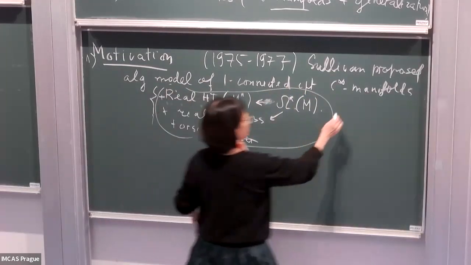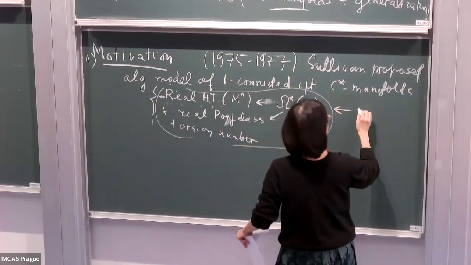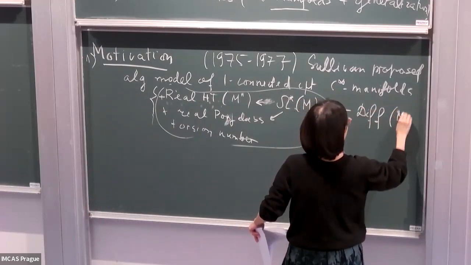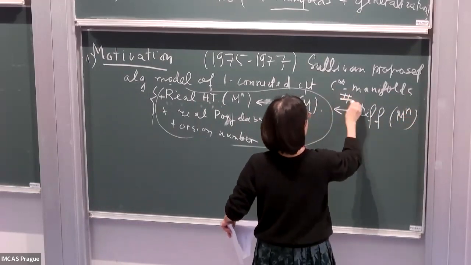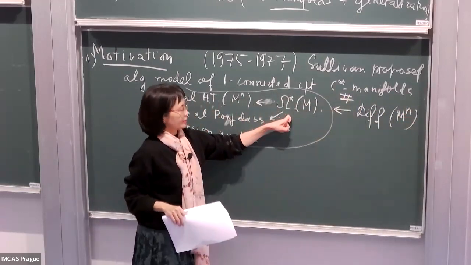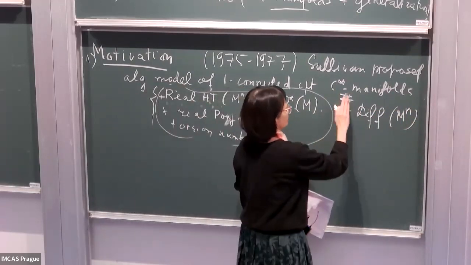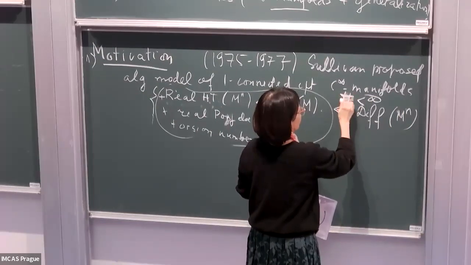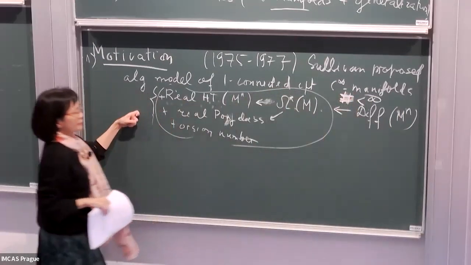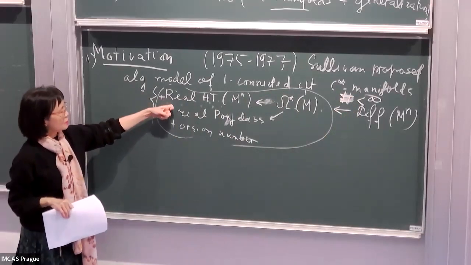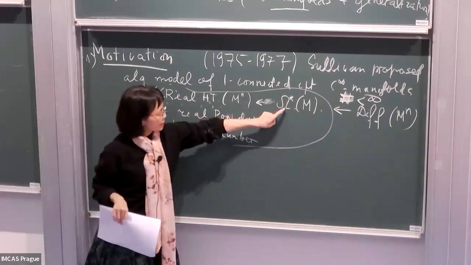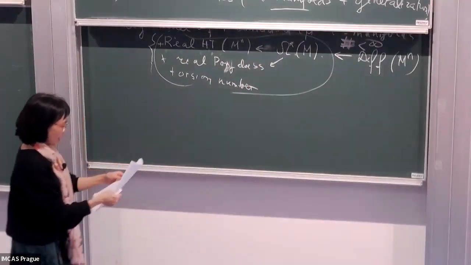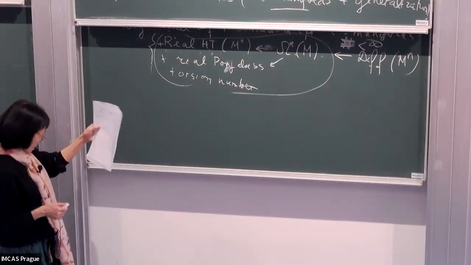And then you have the diffeomorphism types of the manifold N, and the map here is surjective with only finite fibers. The number is finite. So most of the diffeomorphism types of N can be recovered from the algebra of smooth forms and the torsion number.